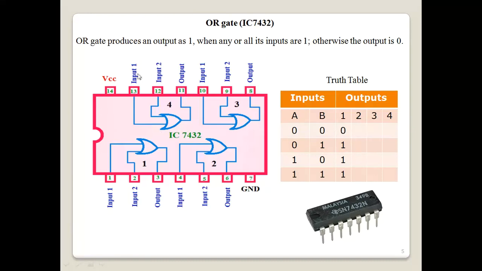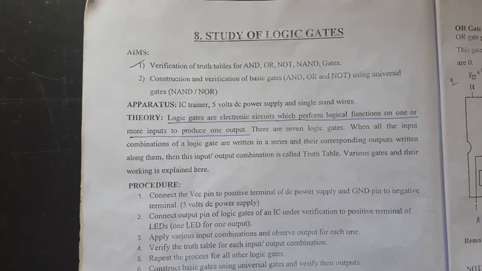This is the pin configuration of the IC 7432. 4 gates, 1, 2, 3 and 4, and this is the actual IC of the OR gate, that is 7432. For this experiment we are performing the student.